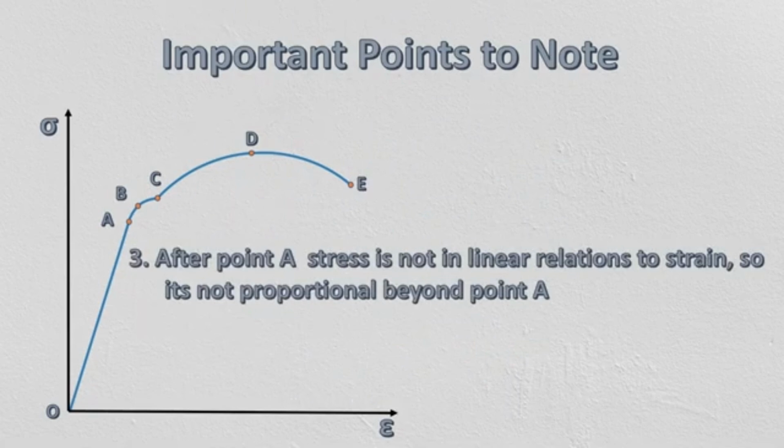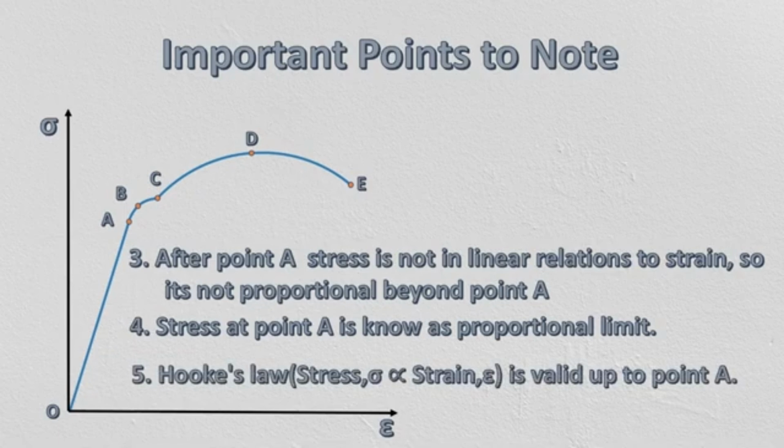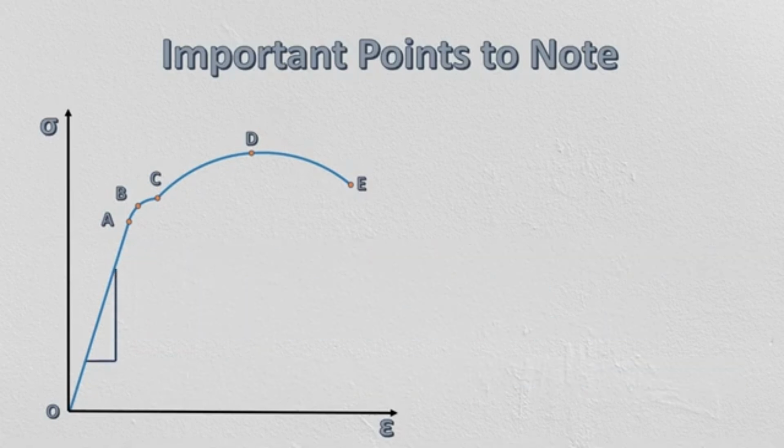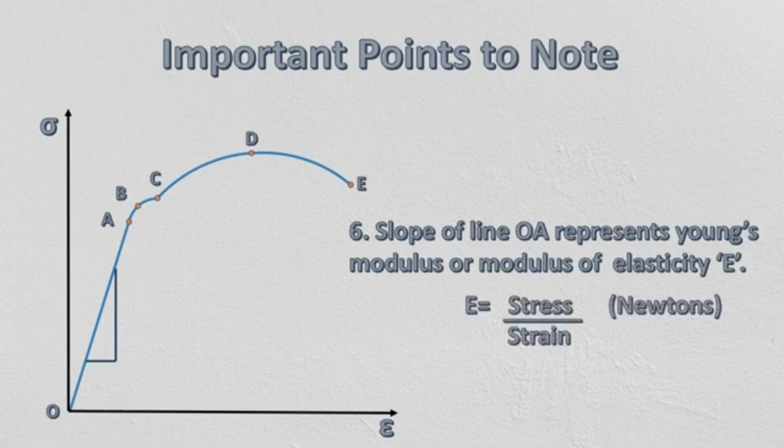Beyond point A, the proportionality between stress and strain no longer exists, hence the stress at point A is called the proportional limit. The Hooke's law is valid up to this point only. The slope of this line OA represents the Young's modulus, also known as modulus of elasticity, and it can be calculated as stress divided by strain within proportional limits.